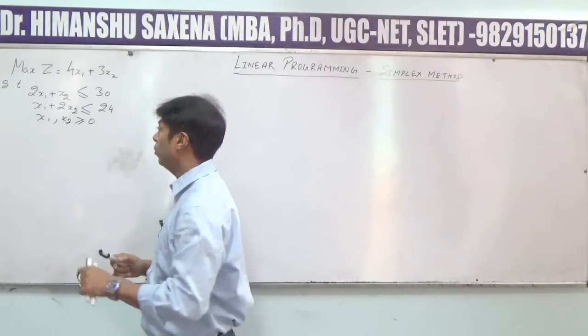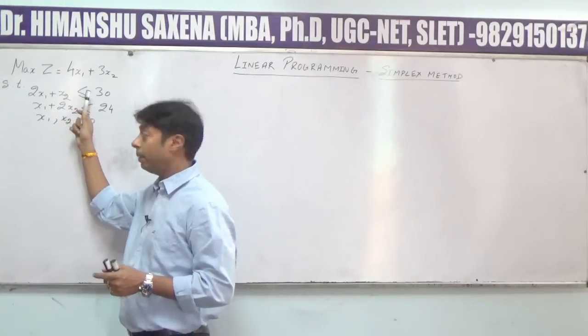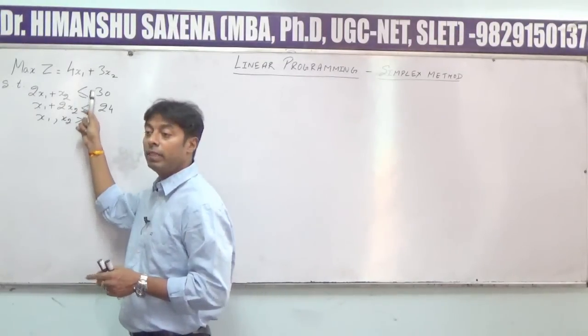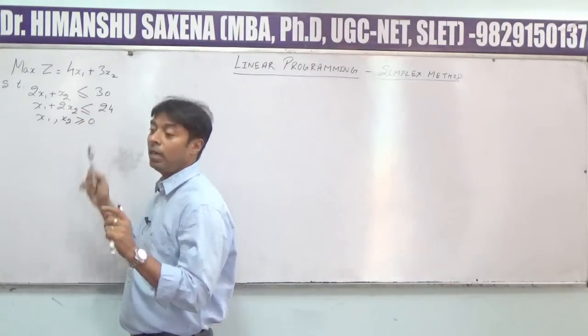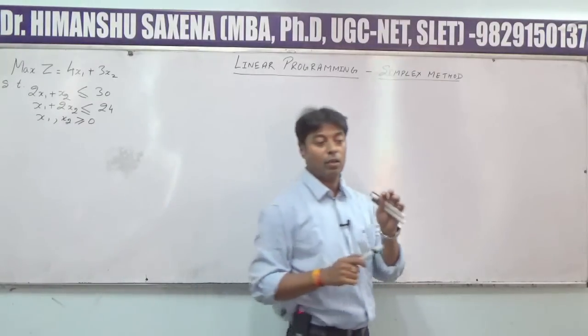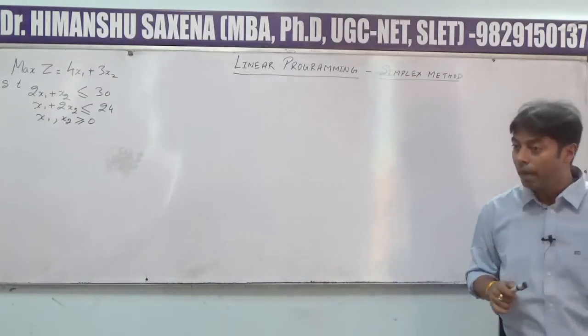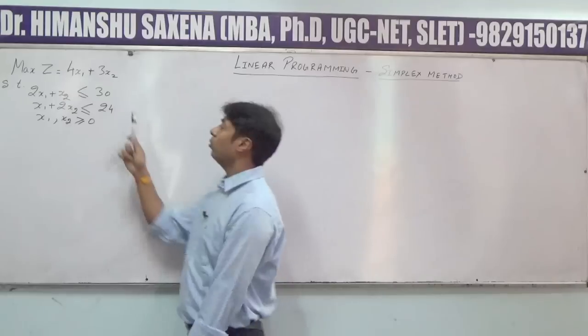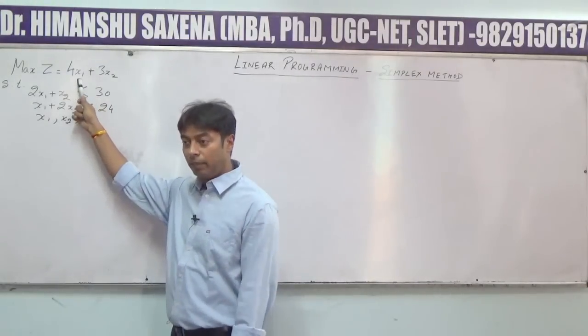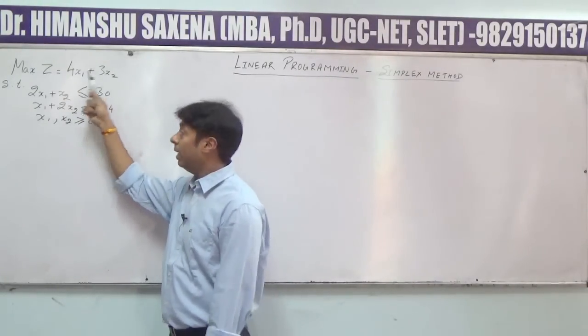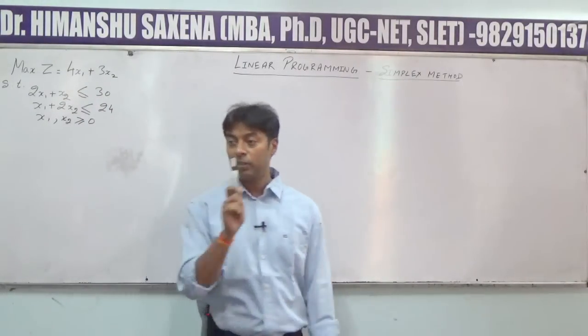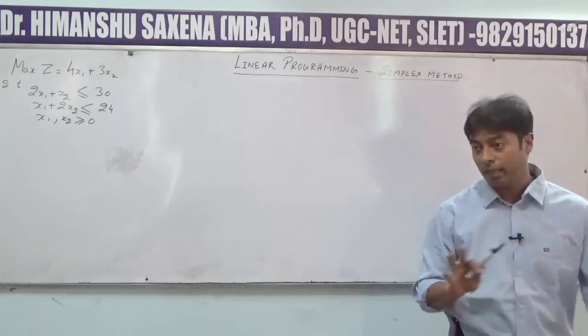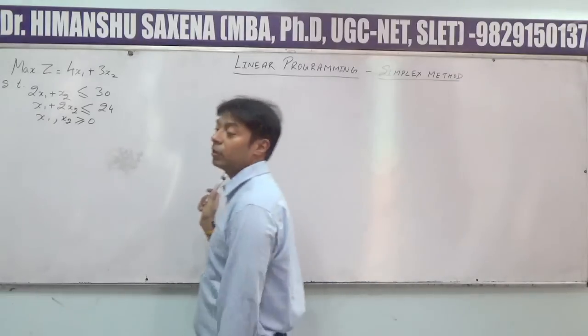Now what do we have to do today? By using the simplex method, we have to solve these equations in such a manner that the profit of the firm comes out to be maximum. That means we need to calculate the values of X1 and X2 in such a manner that the profits of the firm are maximum. That is the basis of the simplex method.